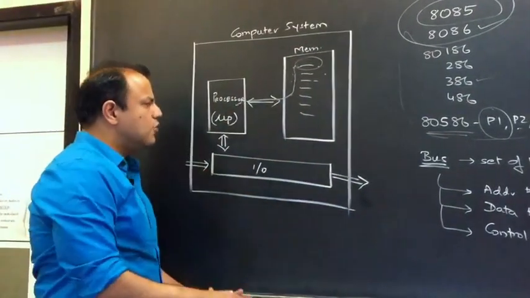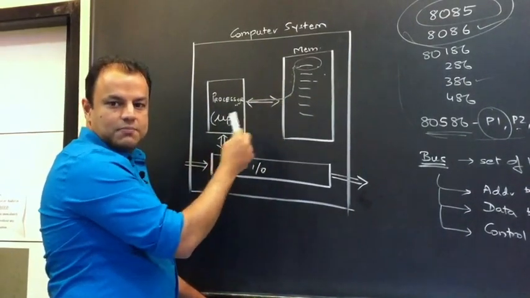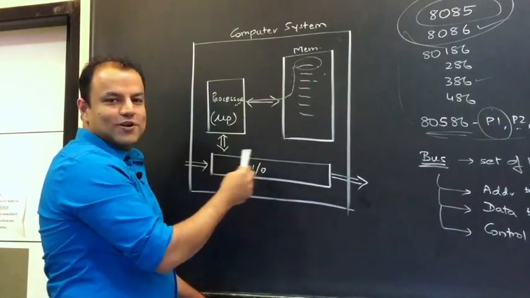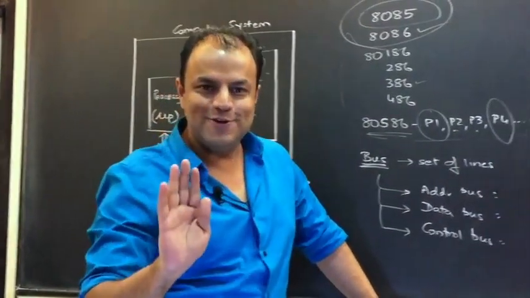So I think by now you got my point. What is the meaning of fetch, decode and execute? So like this, one by one instructions will be fetched, decoded and executed, and the program will be executed. Please tell me, is this much introduction clear?